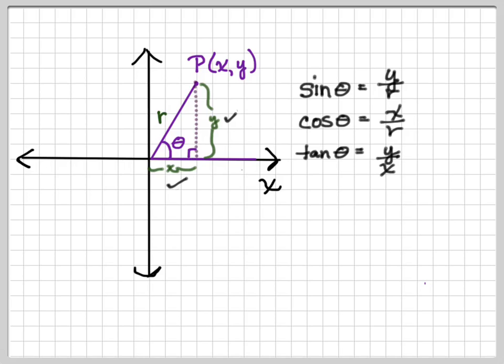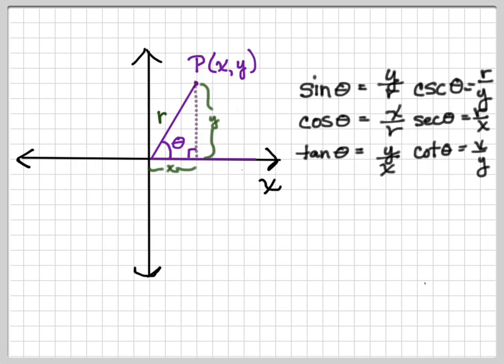So if I want to find the other 3, the reciprocal functions, cosecant is going to be r over y, secant is going to be r over x, and cotangent is going to be x over y.